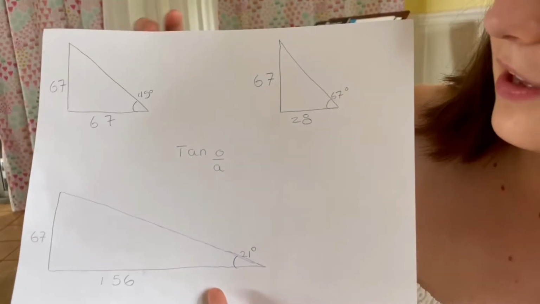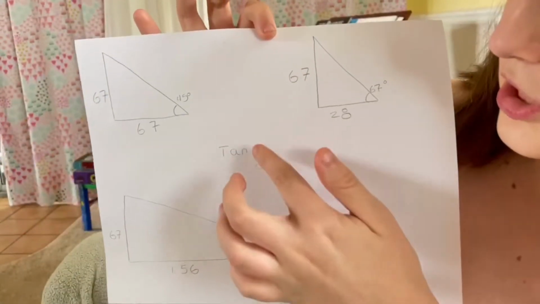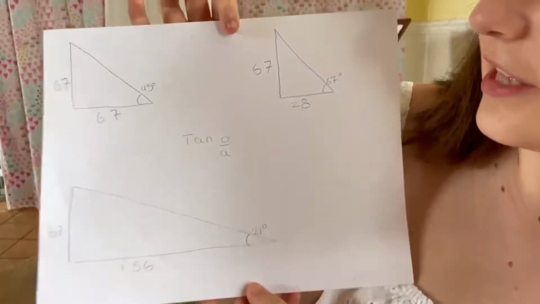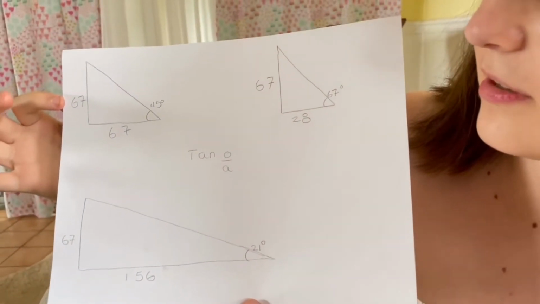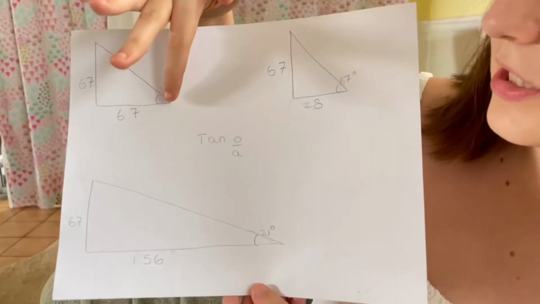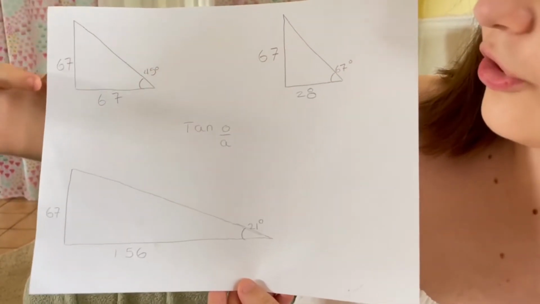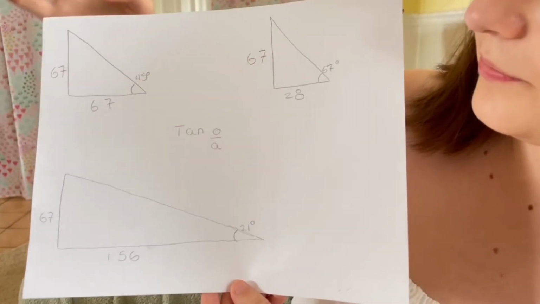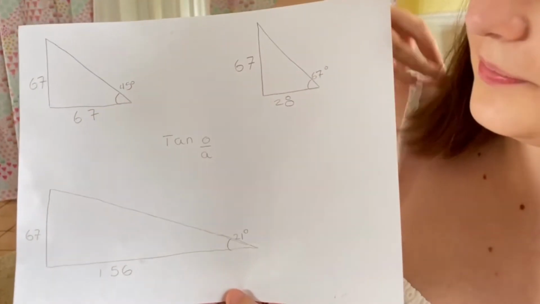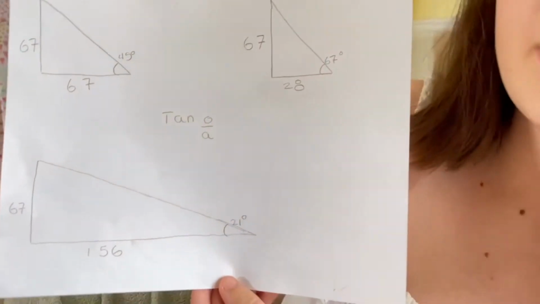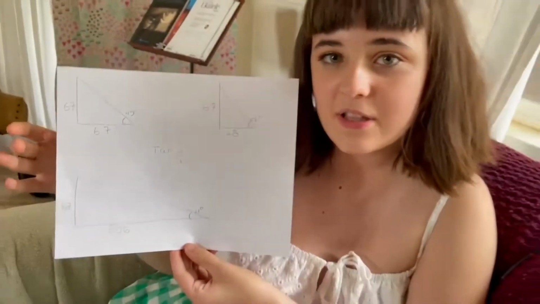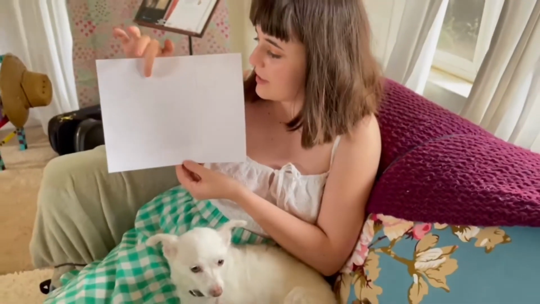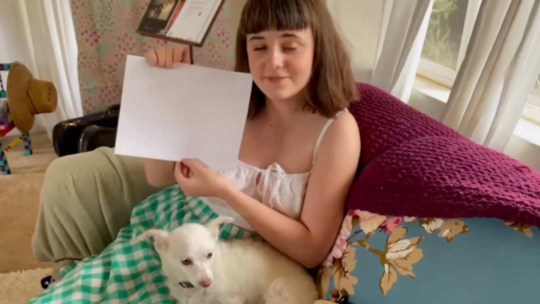To find all these values, I used tangent, which is opposite over adjacent. So for example, with this one, I could plug in 67 inches, which is the opposite to the angle, over 67 inches, which is the adjacent to the angle, for tangent, and then plug those values into a scientific calculator, and then I get my degrees, which is 45 degrees.